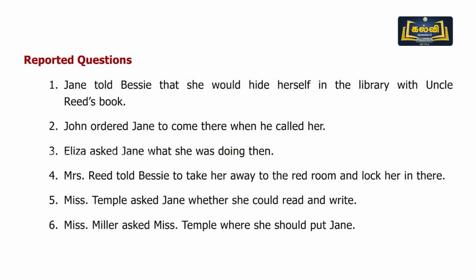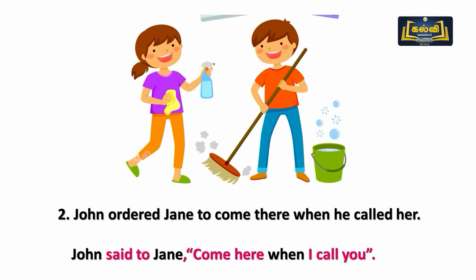So next one we will see: John ordered Jane to come there when he called her. The second sentence comes under imperative format. John ordered Jane, comma, start the quotation, "Come here when he will become I. When I call you," close the quotation, full stop. "You." This is an order. So accordingly, what will you put? John said to Jane. While you are changing into direct speech, you will use: John said to Jane, "Come here when I call you."